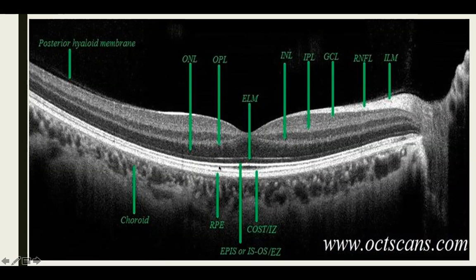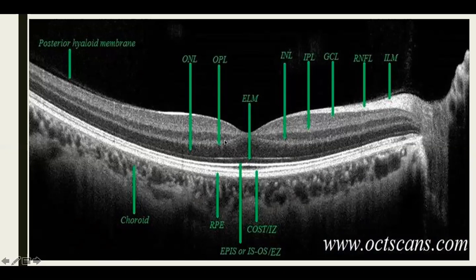Then the photoreceptor layer of rods and cones. Then the external limiting membrane. Then the outer nuclear layer, outer plexiform, inner nuclear, inner plexiform layer, ganglion cell layer, retinal nerve fiber layer, and the innermost one is the internal limiting membrane.